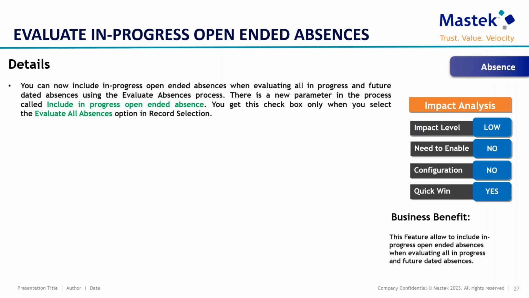But now with this particular feature, we can include in-progress open-ended absences while running this process. The new parameter is called include in-progress open-ended absences. When we are running the evaluate all absences process, we can select this parameter, and that will add all of those types of absences as well. So it's just a parameter addition.